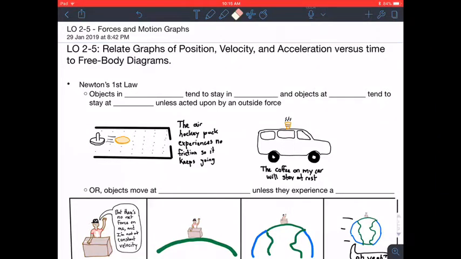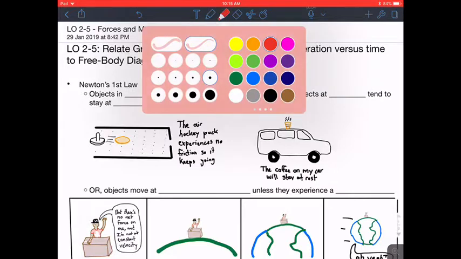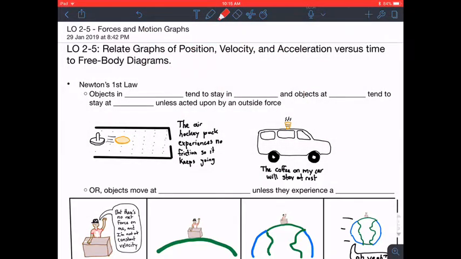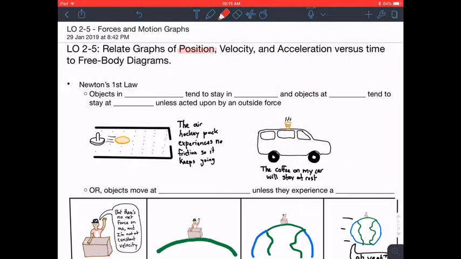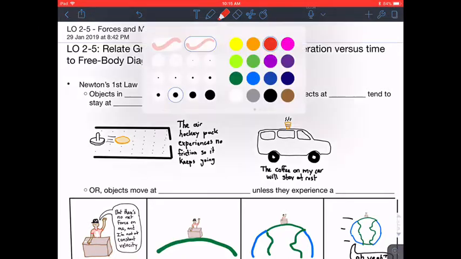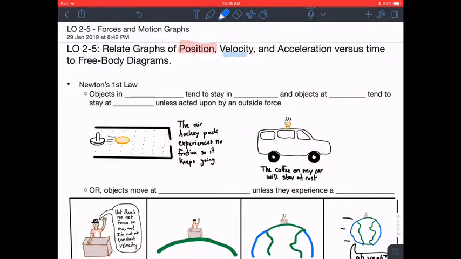Okay, so today's learning objective is a really big one. We're trying to put together a lot of your key skills so far. In learning objective 1, you were learning about position and position versus time graphs, which is part of the learning objective today. In learning objective 2, you were learning about velocity and velocity versus time graphs.